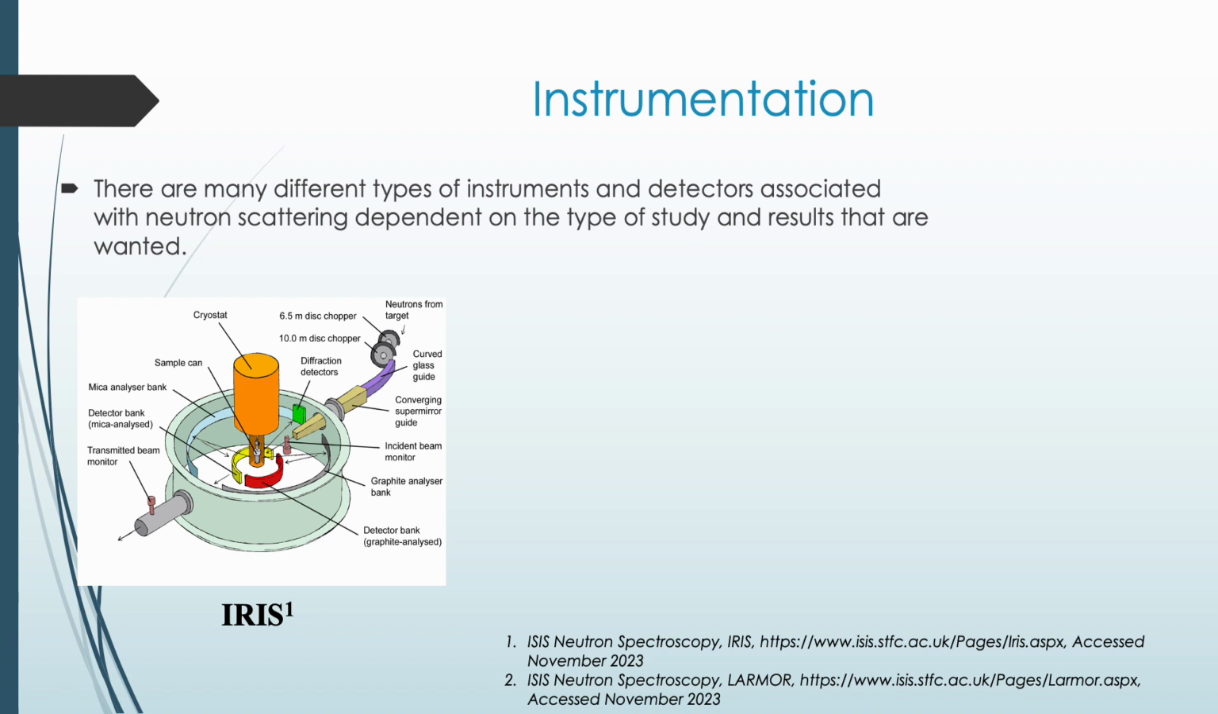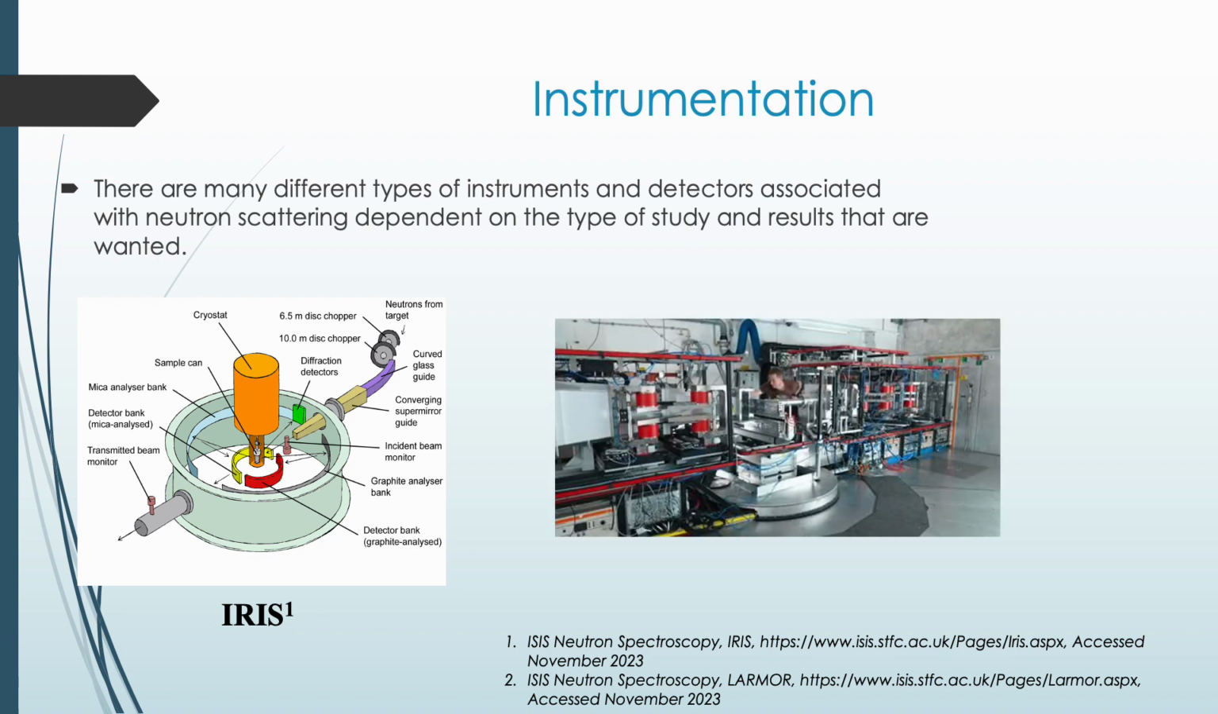Now, on the image, you can clearly see what was mentioned before, being the graphite analyzer bank, the transmitted beam monitor, which is what actually collects the neutrons afterwards, some diffraction detectors, and the cryostat that keeps the whole device under 20 Kelvin to be measured. Another type of detector is called Larmor, which is the second image on screen.